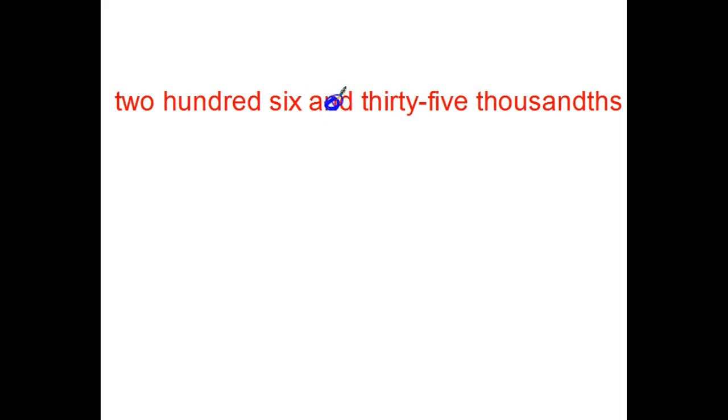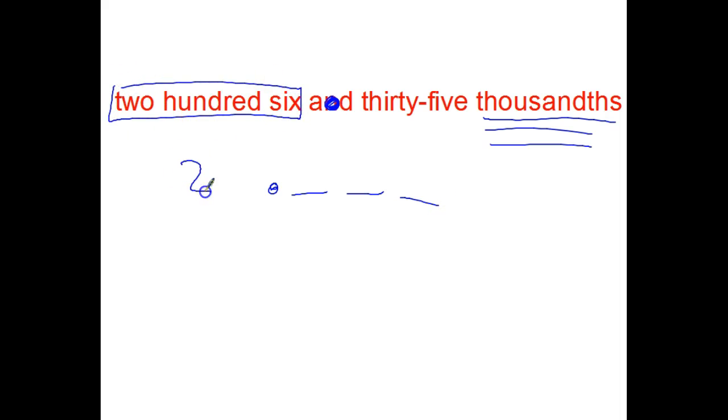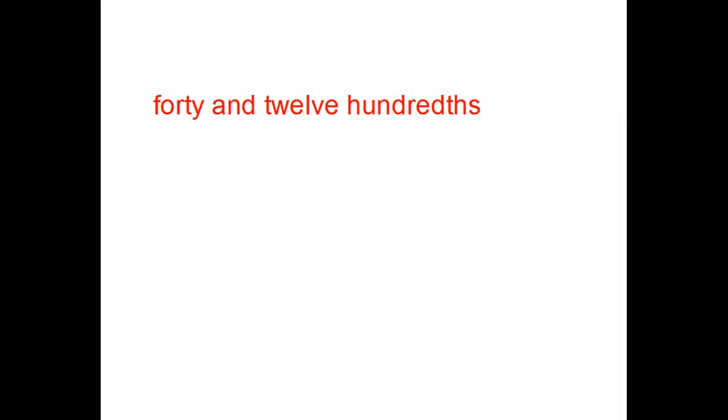Find the word and. It's going to be my decimal point. Then I see thousandths. So really that's tenths, hundredths, thousandths. So I'm going to have 3 spots after my decimal. Let's do the chunk before the decimal point, 206. And the chunk after the decimal point, 35. Oh, but look, I have 3 decimal spots, 3 places to fill in here with 35, so it's going to be 0, 3, 5. 206 and 35 thousandths.